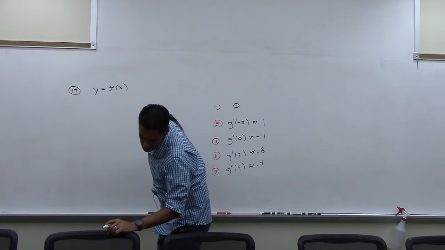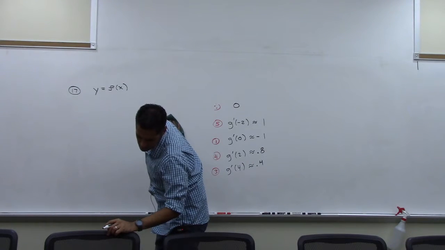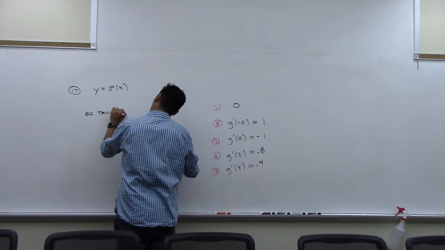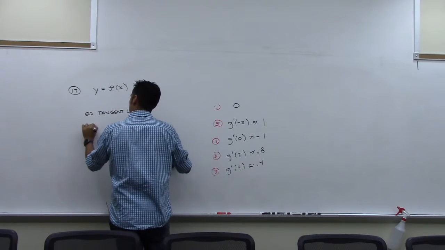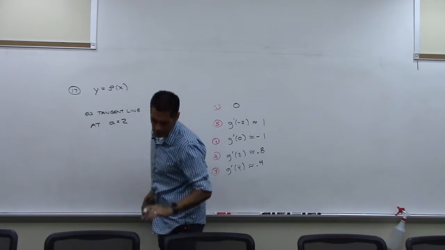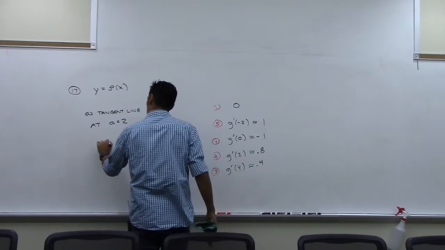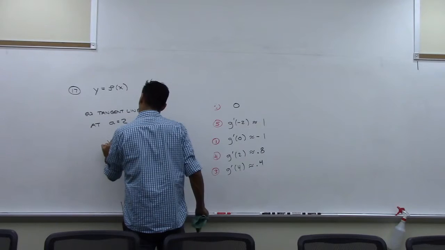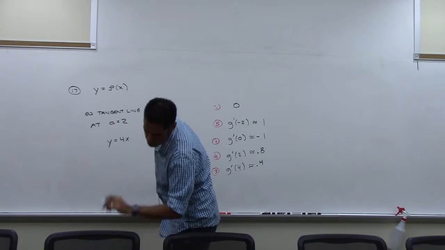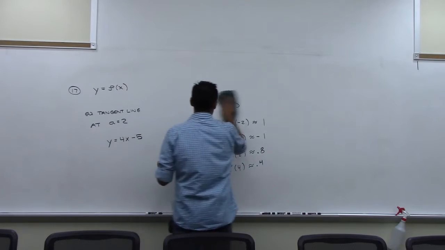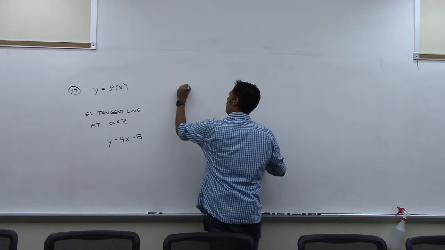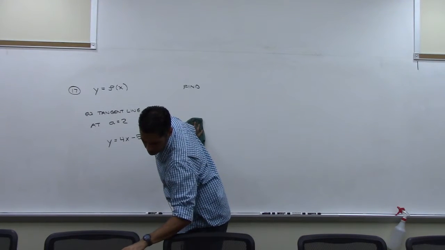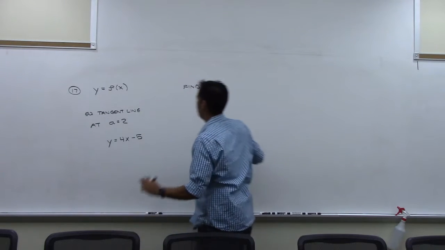And they're telling you that the equation of the tangent line at a equals 2 is this, y equals 4x minus 5. They want you to find f of 2 and f prime of 2.